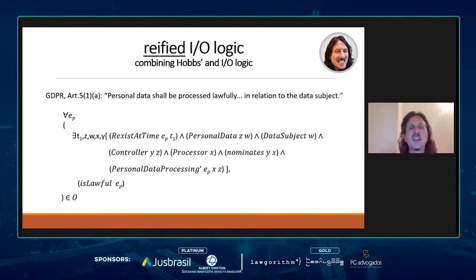And so here we have an example from the GDPR. This article basically states that every personal data processing has to be lawful, and it is formalized with respect to this if-then rule. This is an if-then rule in input topology, stating that for every personal data processing, so for every event that exists at time t1, and it is a personal data processing between X and Z, and X is a processor and Z is personal data of the data subject W, then it is obligatory for this processing to be lawful.